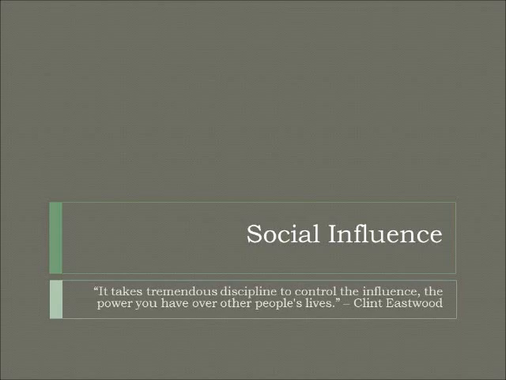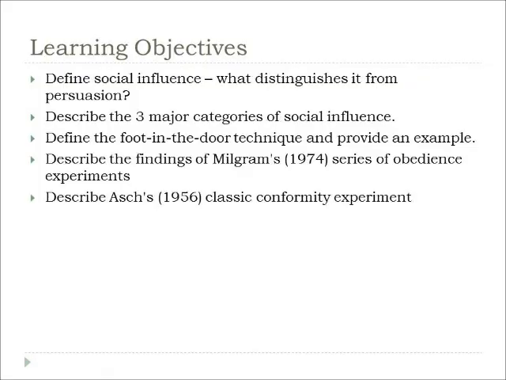This lesson focuses on one of the most popular theories of social psychology, social influence. Upon completing this lesson, you should be able to define social influence and determine what distinguishes it from persuasion, describe the three major categories of social influence, define the foot in the door technique and provide an example, describe the findings of Milgram's series of obedience experiments, and describe Asch's classic conformity experiment.